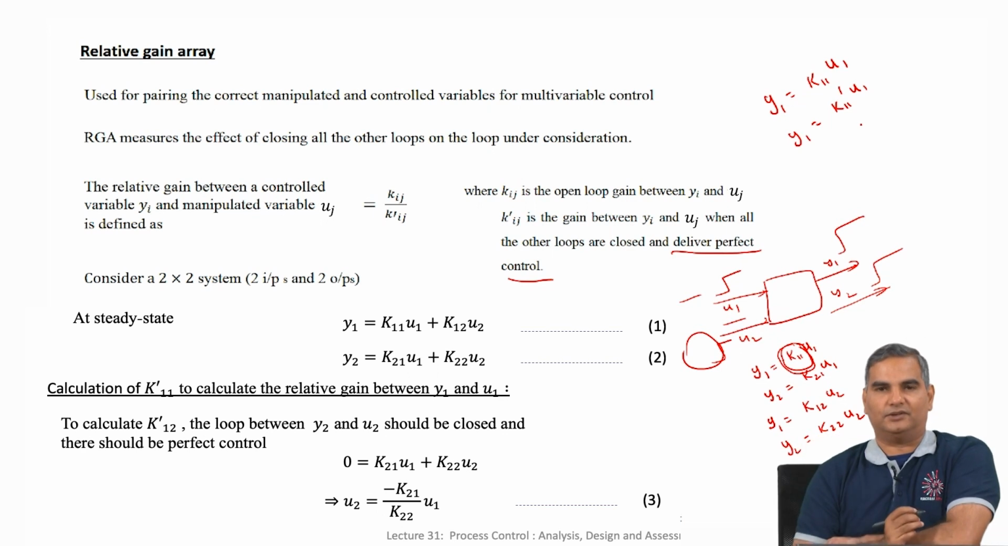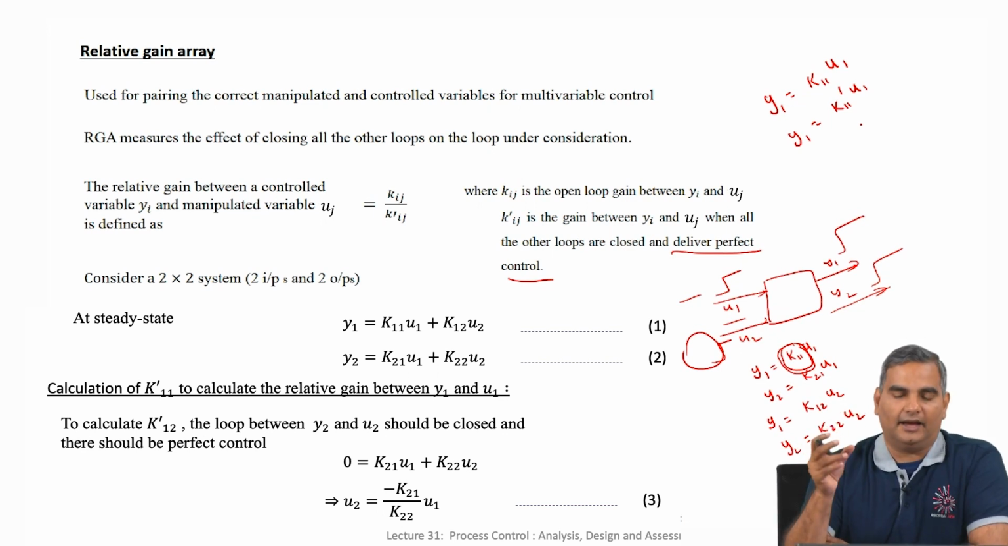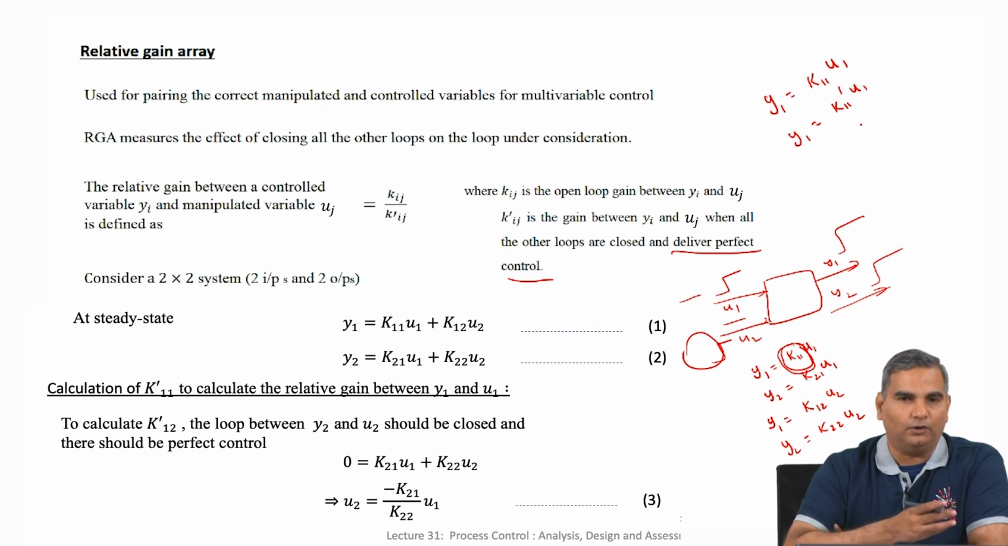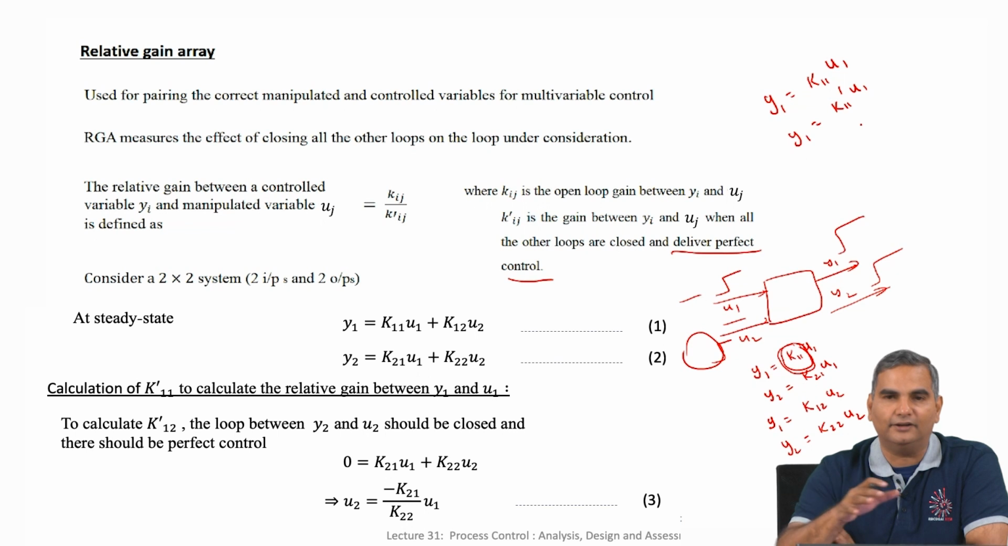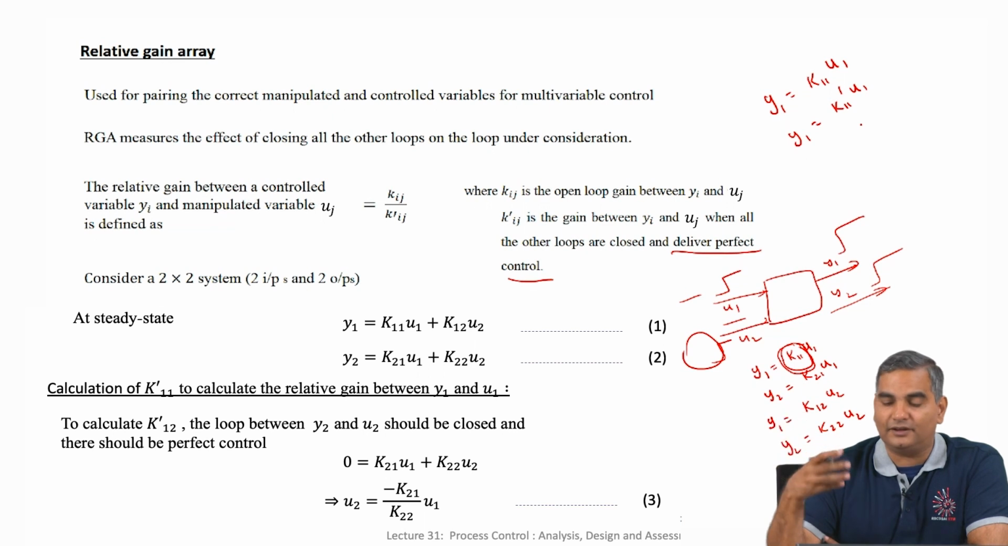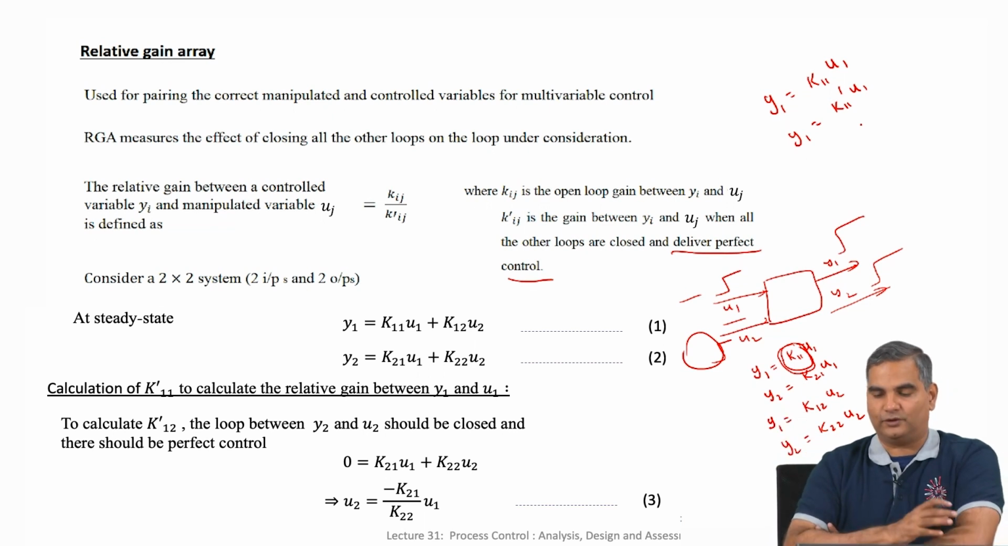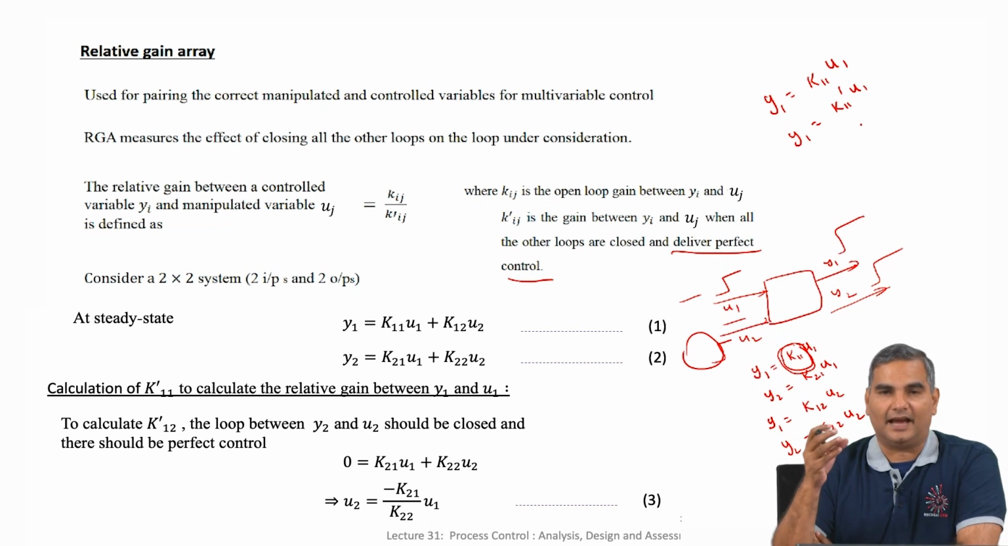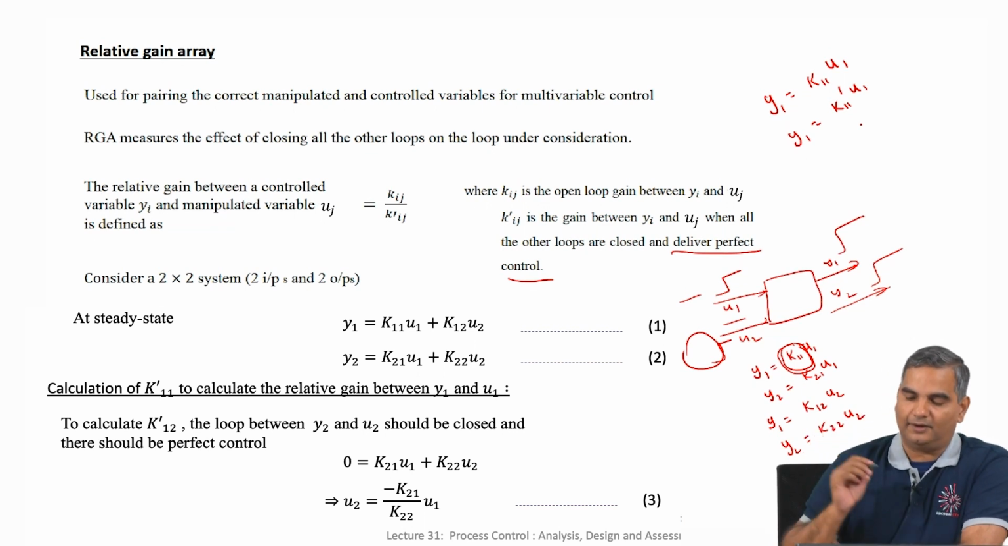This is a very simple static version, where we are saying if I had kept both loops open and then simply gave a step in u1, what would be the gain I will get, which is k11. Now, I want to contrast that with what will happen when I close the other loop, in which case I have to define what closing the other loop means. I am going to say closing the other loops means that the other loop is doing perfect control, whatever it needs to do. If the other loop is doing perfect control, how much of that perfection is going to affect my current loop is the question we are asking, and that change as reflected in the gain is this k11 prime u1.